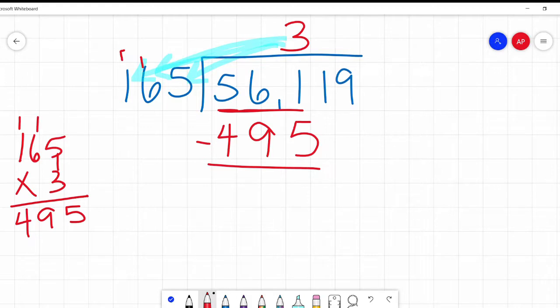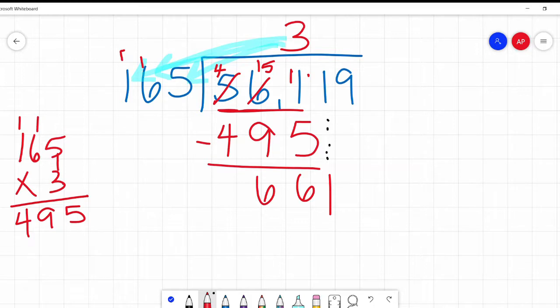Okay, so I'm going to subtract these. 1 minus 5, I can't do that, so I borrow from here. That becomes 11 minus 5 is 6. 5 minus 9, can't do it. I borrow from here. 15 minus 9 is 6. Does 165 go into 66? No. So I bring down a 1. Does 165 go into 661?